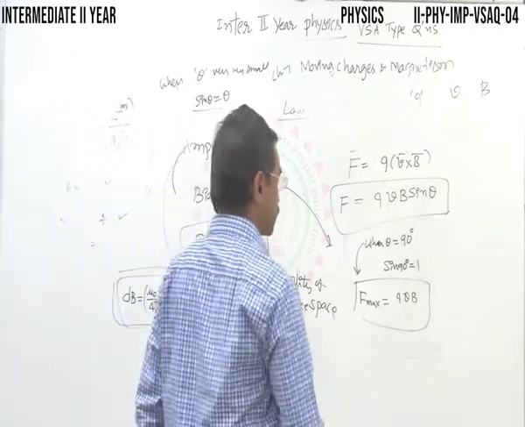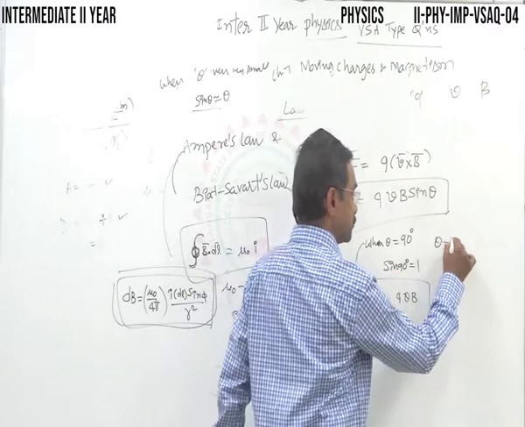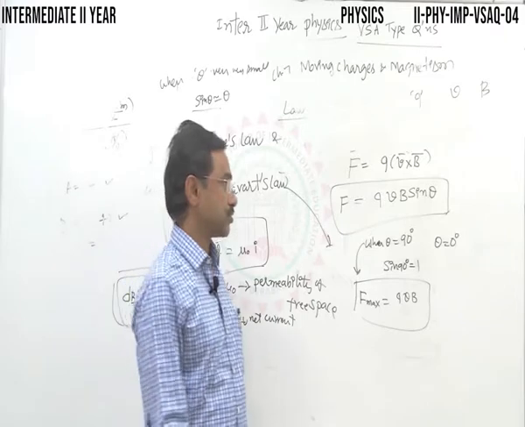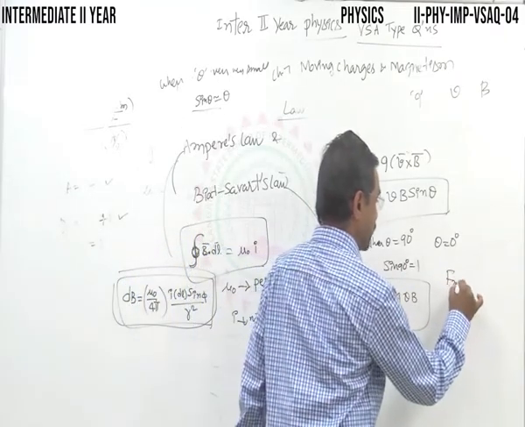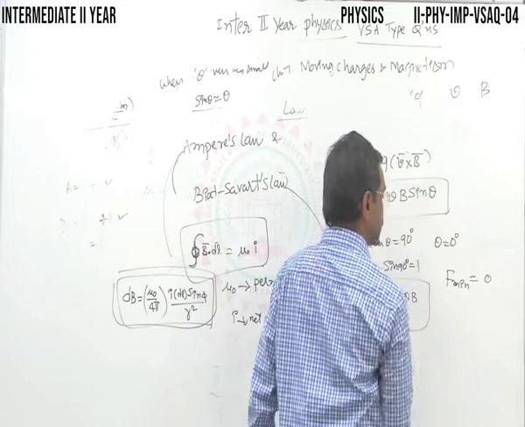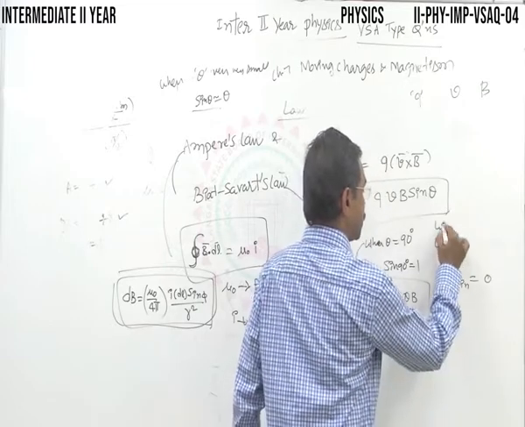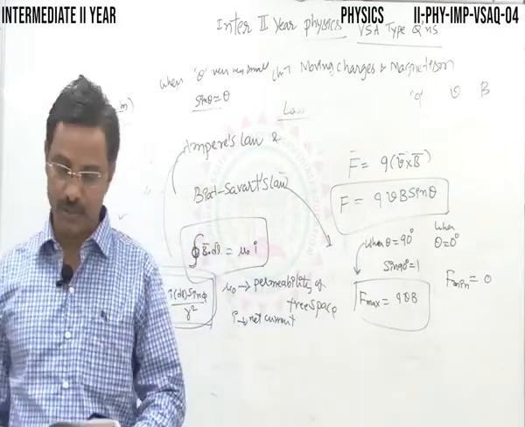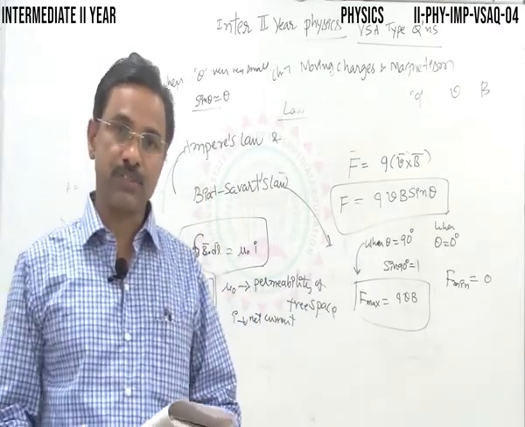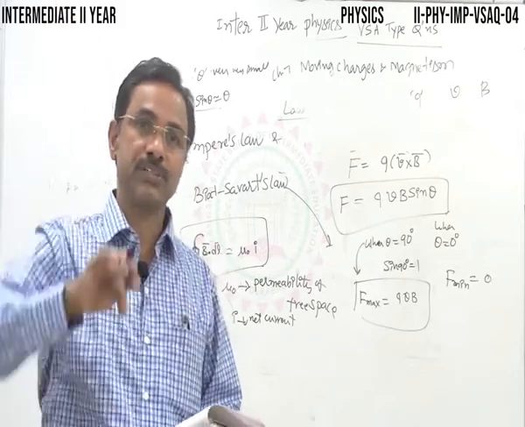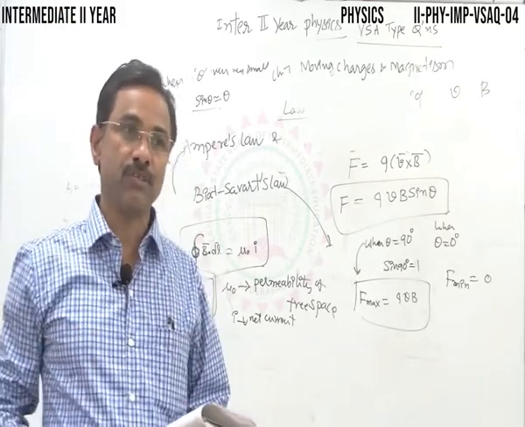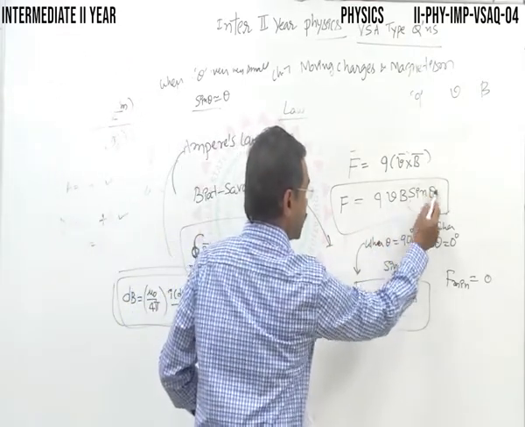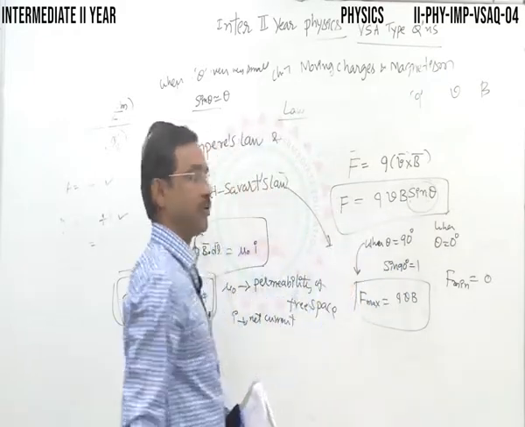When is it minimum? This question is not asked, but when theta is 0, sin 0 is 0, and 0 times anything is 0, so no force is exerted. The force will be minimum, that is 0. So when theta is 0 degrees, the force is 0, no force, right? That is, the charged particle moves in the direction of the magnetic field. Theta becomes 0, and when we substitute sin 0 in this expression, QVB becomes 0.